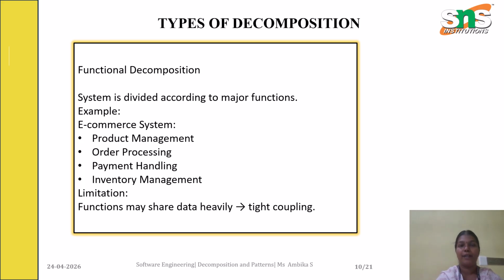Next are the types of decomposition: functional decomposition. Here the system is divided according to the major functions. For example, if you consider an e-commerce system, it is divided into product management, order processing, payment handling, and also inventory management. If you consider the limitation, the functions may share data very heavily, which is nothing but tight coupling.